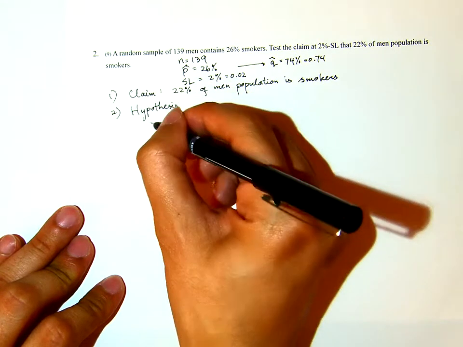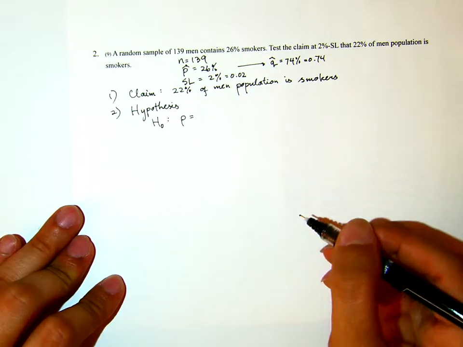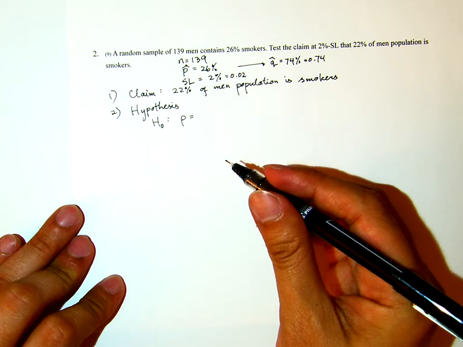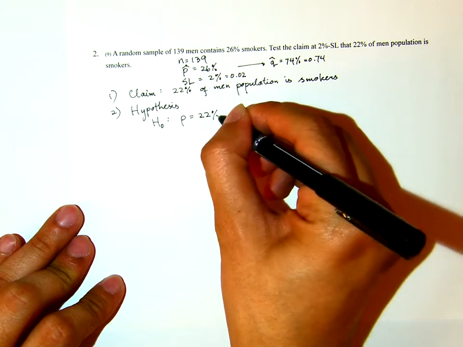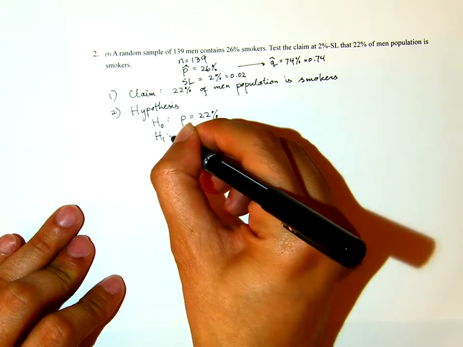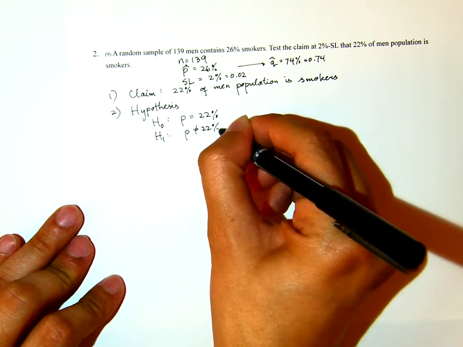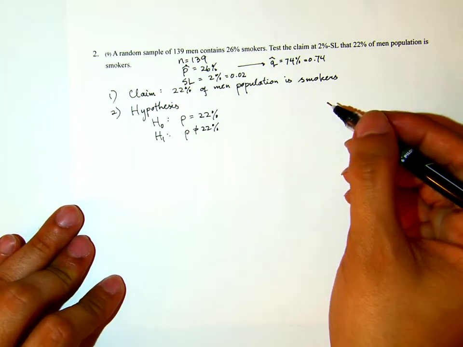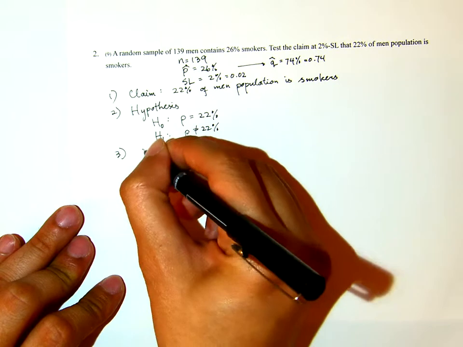The null hypothesis is that the men population proportion is 22%, right? And therefore the alternate hypothesis will be not equal to 22%. From here you will see that this will be a two-tailed test, right? Okay, part 3, test statistic.